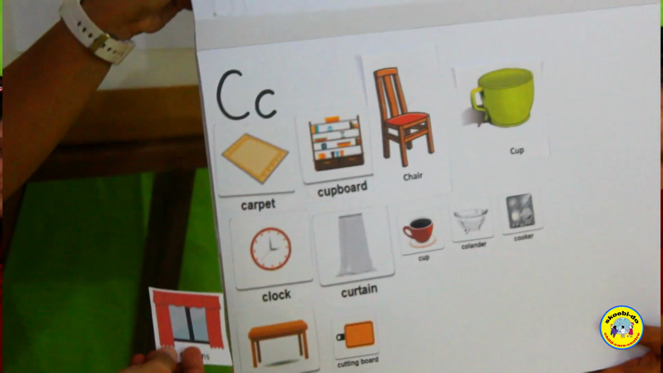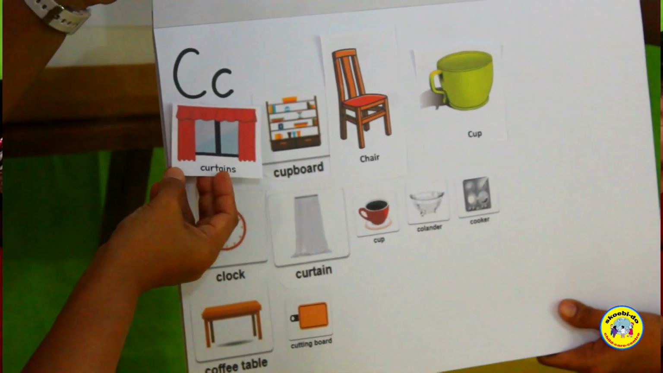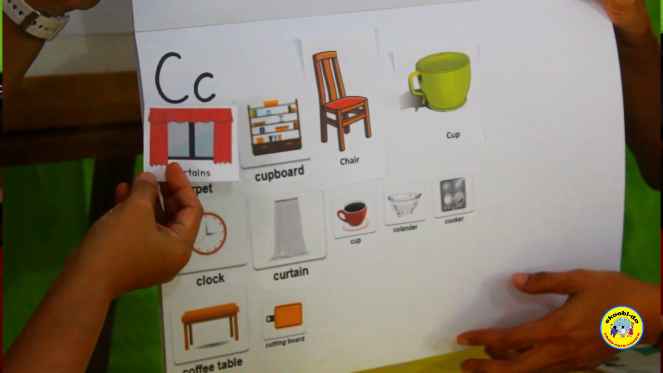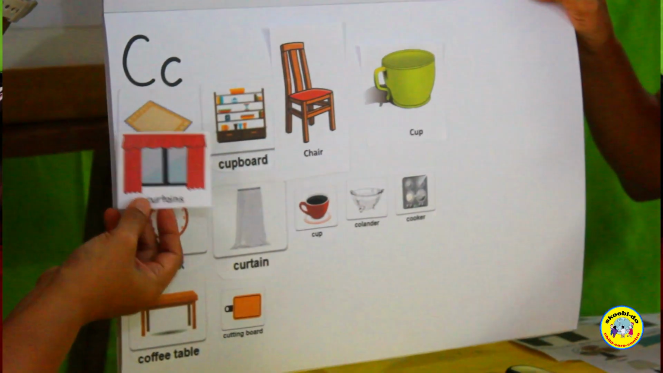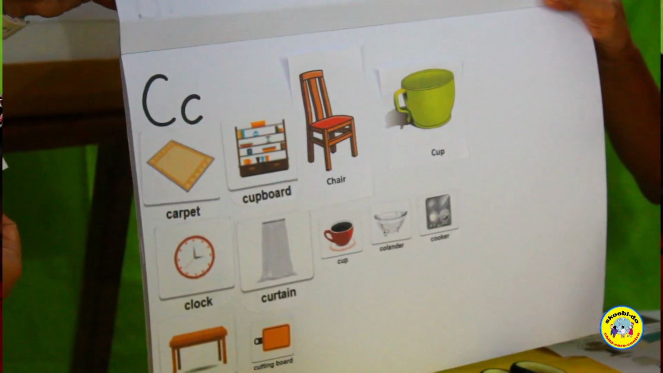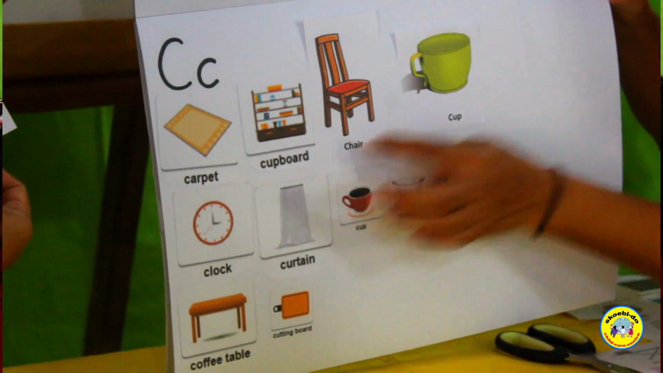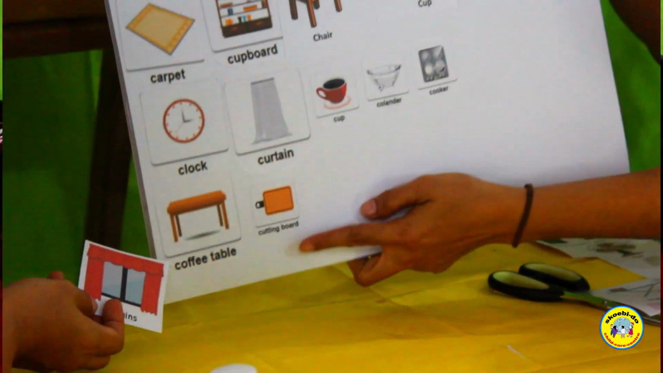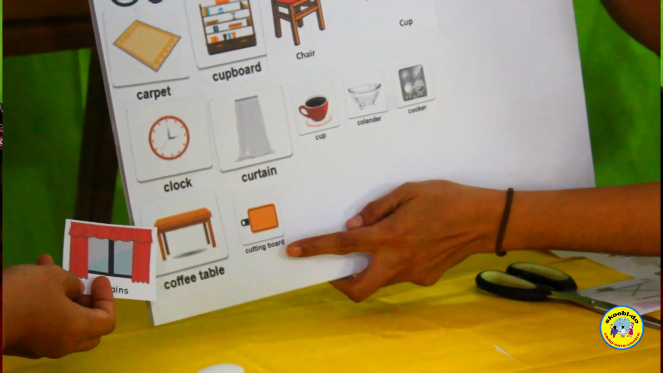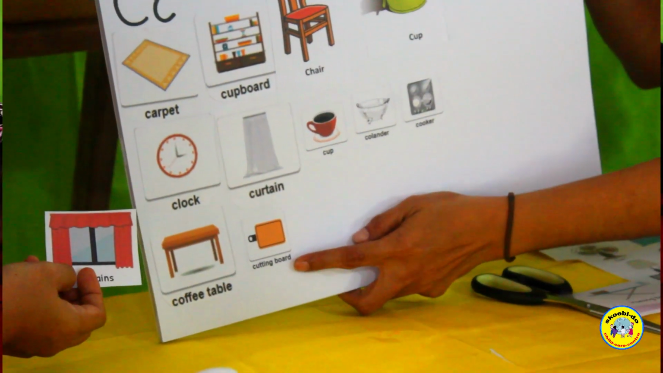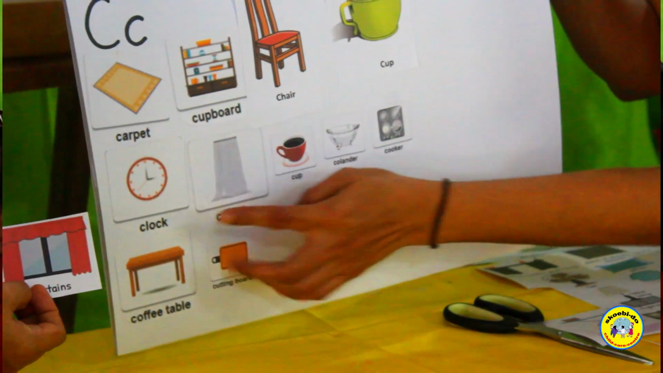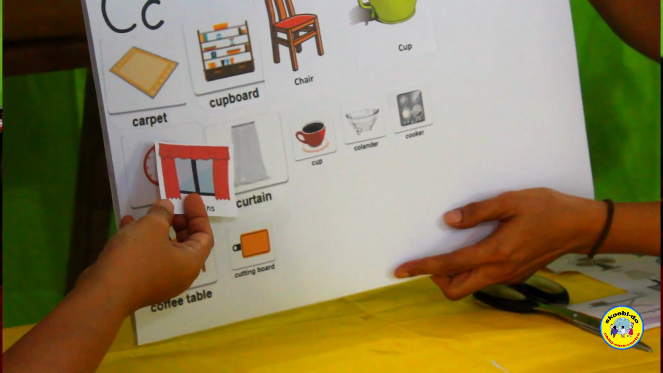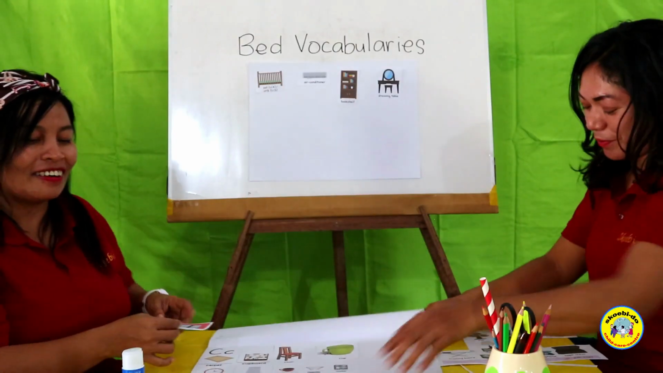Wow. Curtain starts with the letter C, make the sound. C for curtain. Yes, C for curtain. C for cup. So many things here we found. Chair. C for carpet. C for clock. C for coffee table. C for cutting board. Yes, there's so many, right? Curtain. Oh, we have the same. Yes. With different color, look. Yours. Yes. Okay. All right.